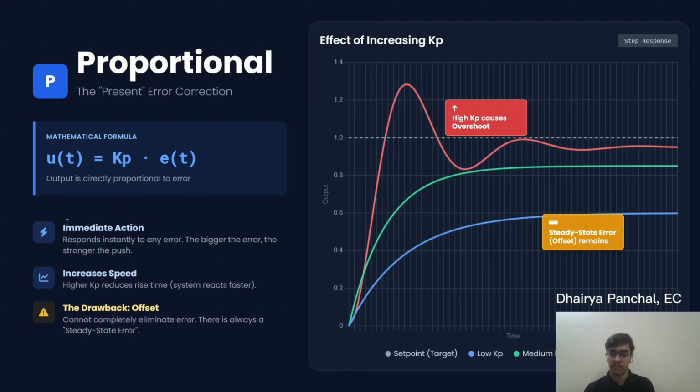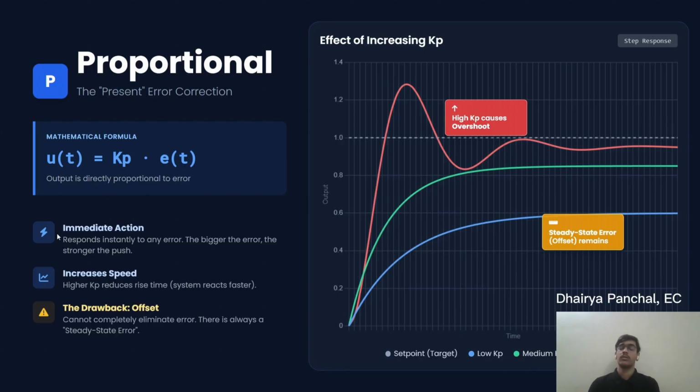So what is the effect of Kp on a system? These are the points given. The blue system has a very low proportionality constant. The green system has a medium proportionality constant, and the red system has a very high proportional constant.